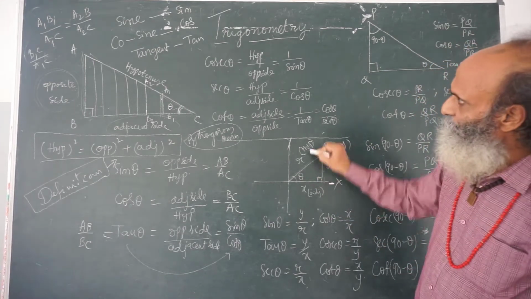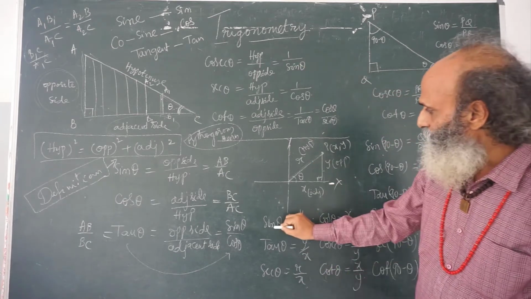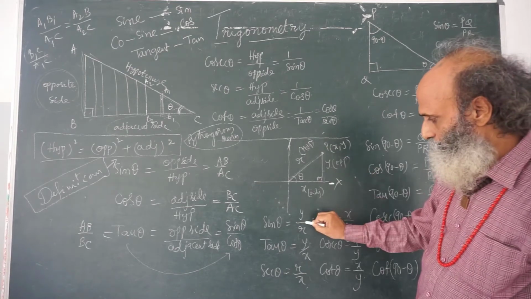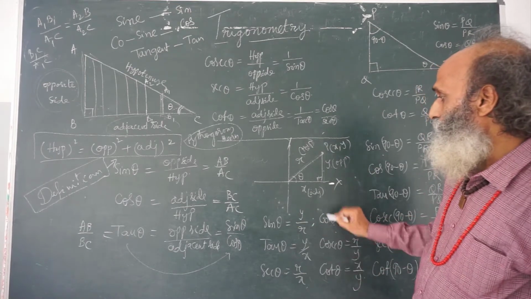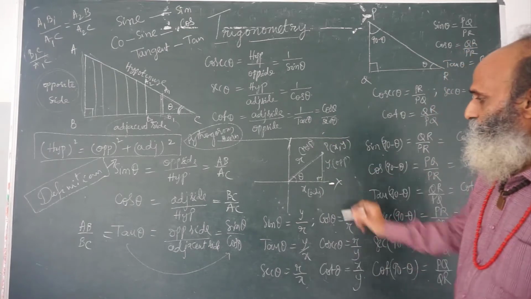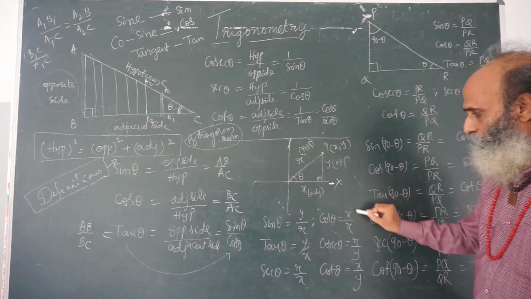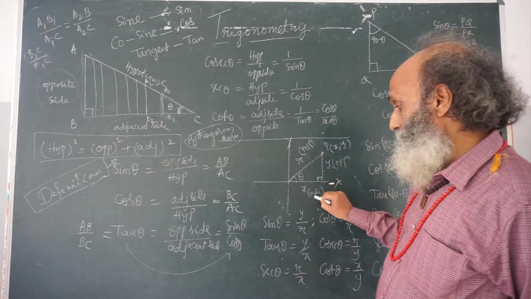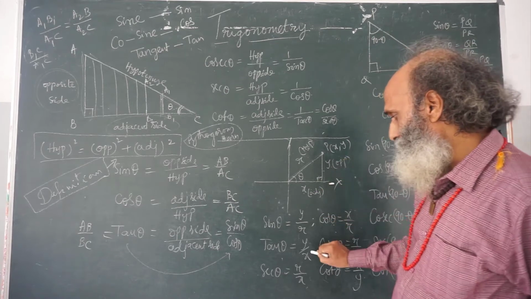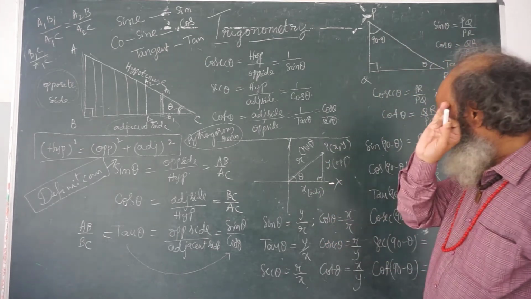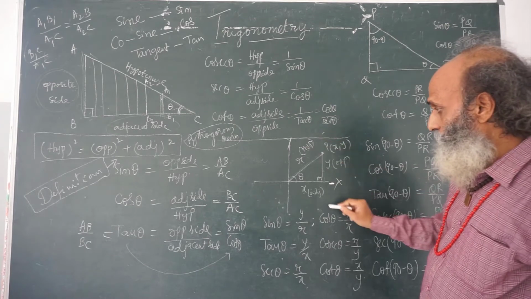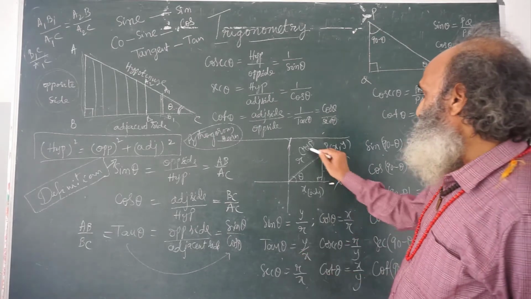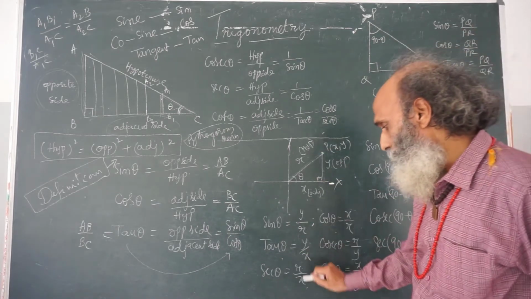Now, look at the definition. Remember the definition and write sin theta, opposite side by hypotenuse, y by r. Cos theta, adjacent side by hypotenuse. What is the adjacent side? X, hypotenuse r, x by r. Tan theta, opposite side by adjacent side, y by x. Cosecant theta, hypotenuse by opposite side, r by y. Secant theta, hypotenuse by adjacent side, r by x.